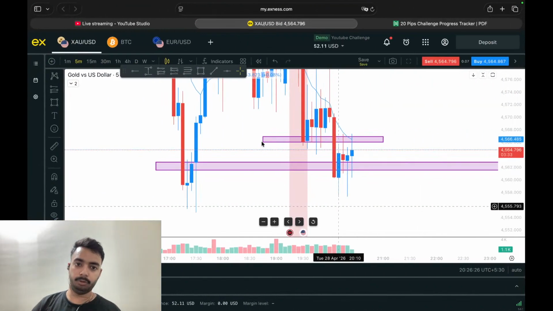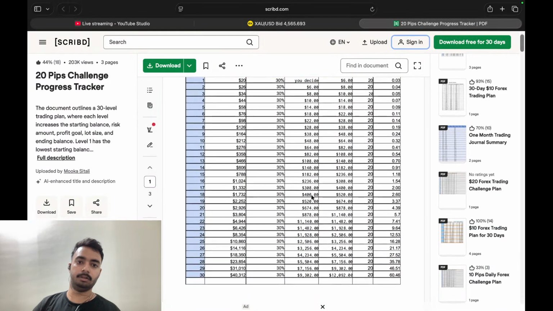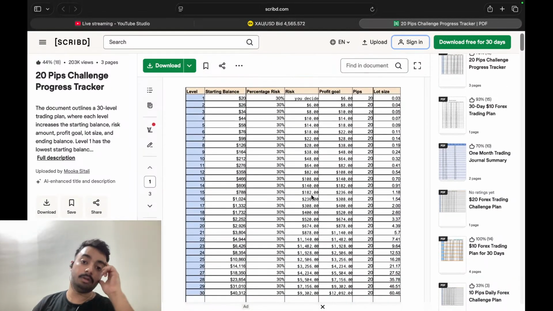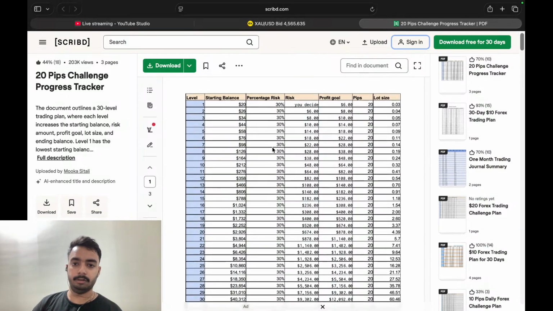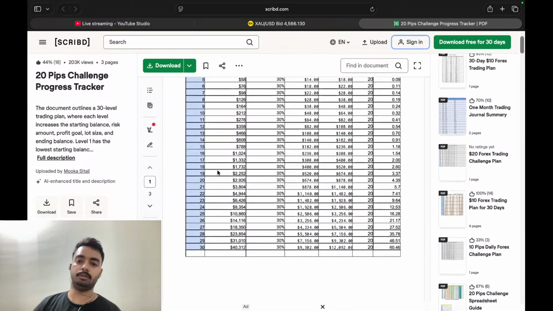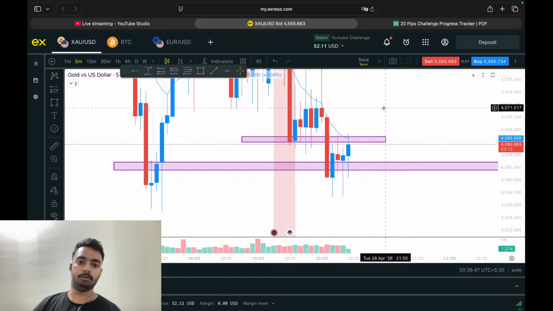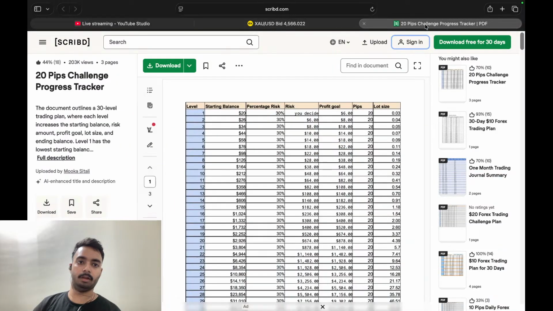So no, there are no news. So we are safe in that aspect too. And talking about the challenge, we are at stage 5 at the account balance of 52. Our today's target is to reach level 7 or level 8.